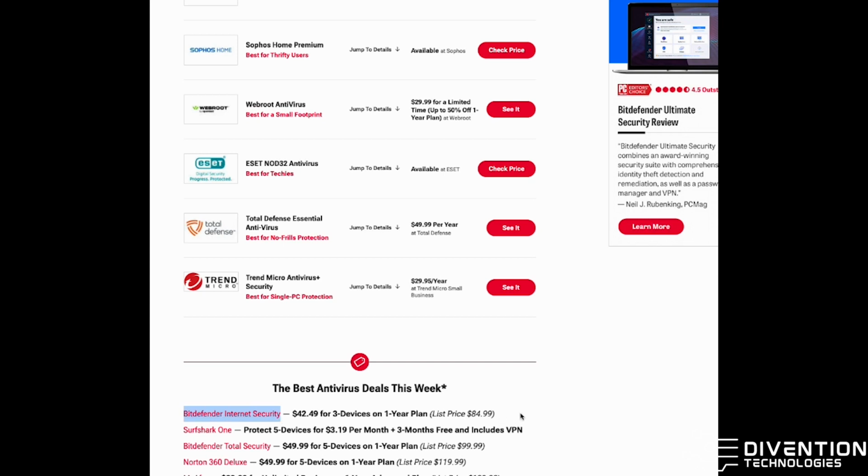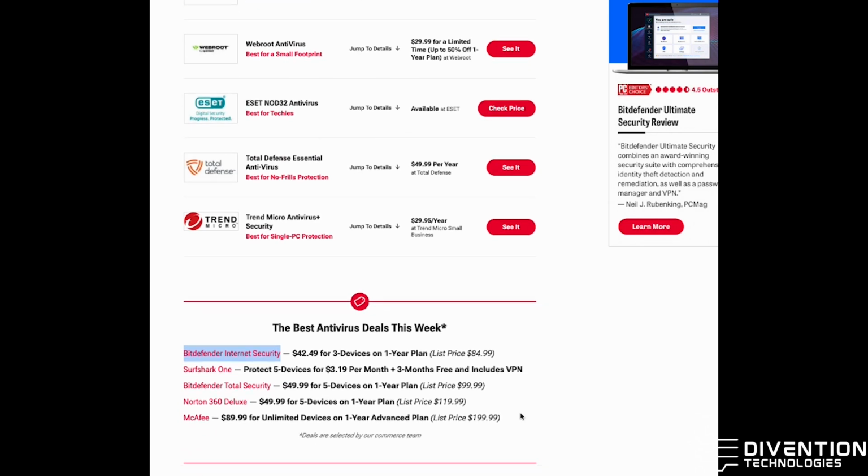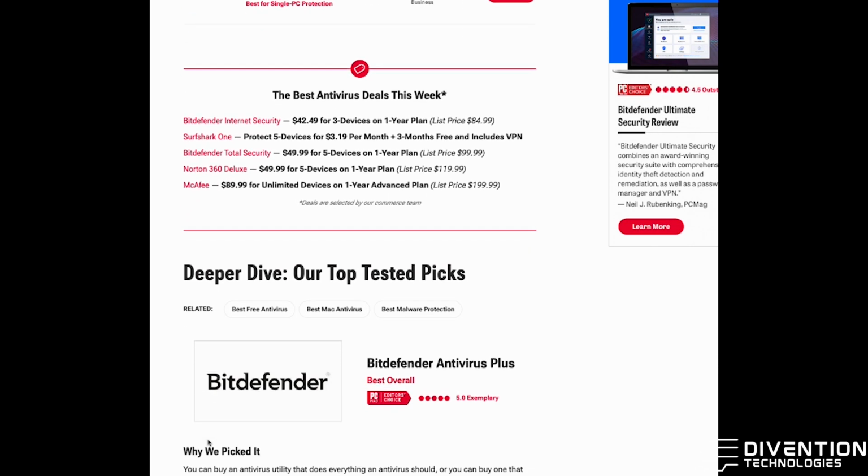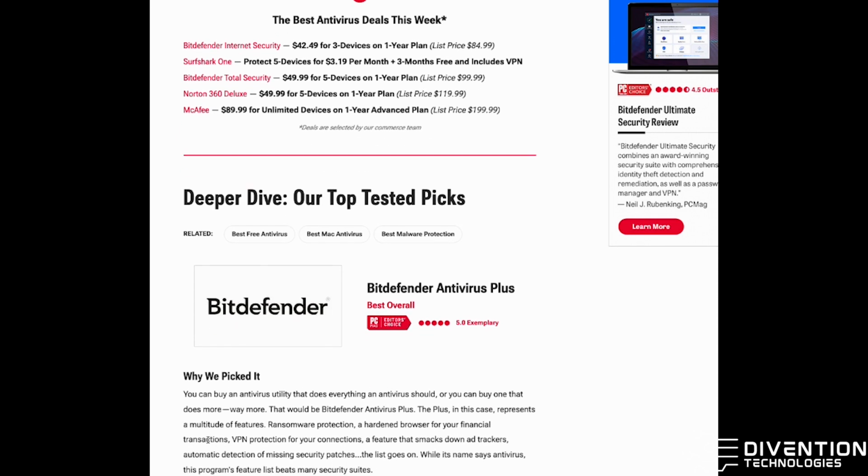You can pay for those by the month or by the year. It just really depends on your budget. I've personally used Bitdefender before, I've used Bitdefender Total Security, I've used Norton 360, and I've also used other ones as well, and these are some really good ones. It just depends on which one is going to best fit your organization.